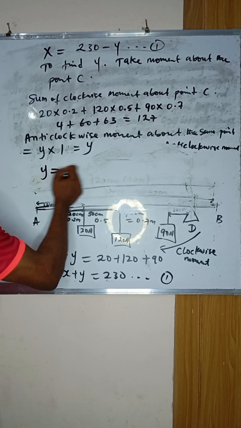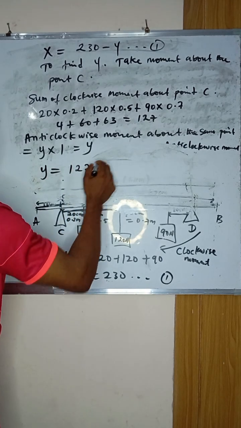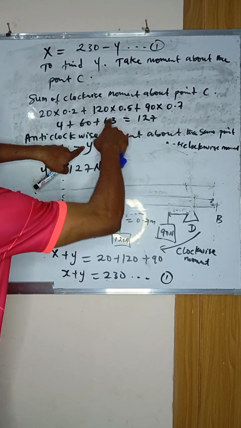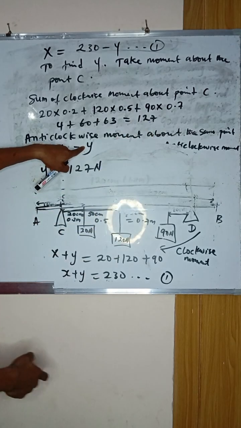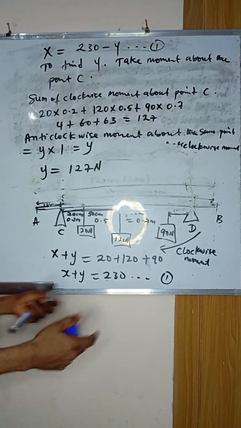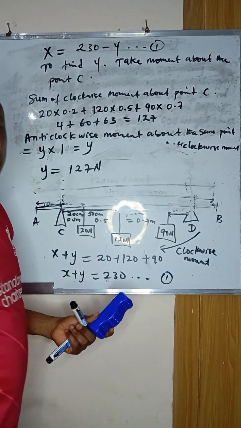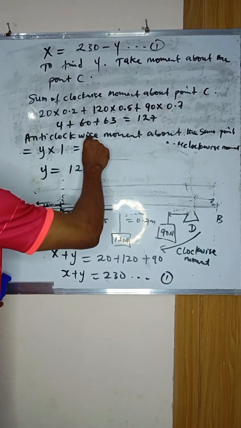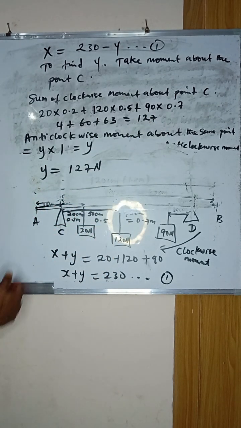So y equals 127 Newton. If you equate, this is y, and clockwise moment equals anti-clockwise moment. So y will be equal to 127 Newton. That is the principle of moment: sum of clockwise moment equals sum of anti-clockwise moment. So y is 127 Newton.